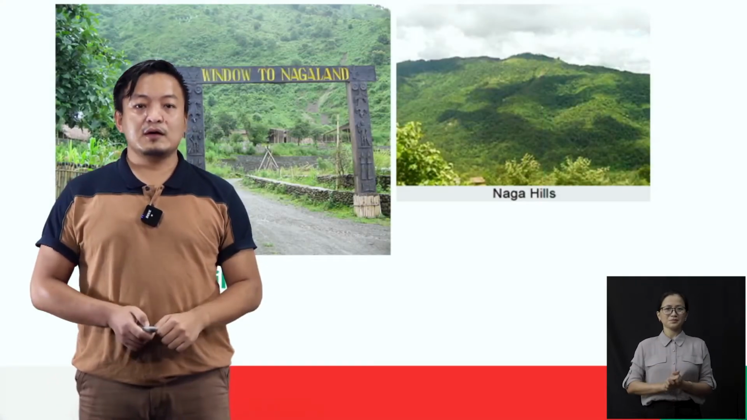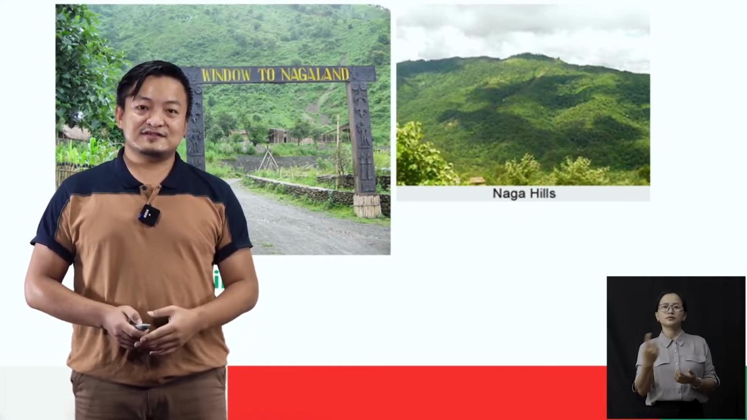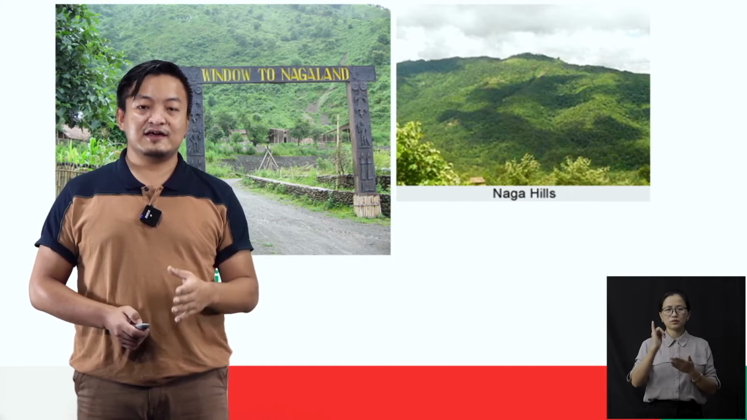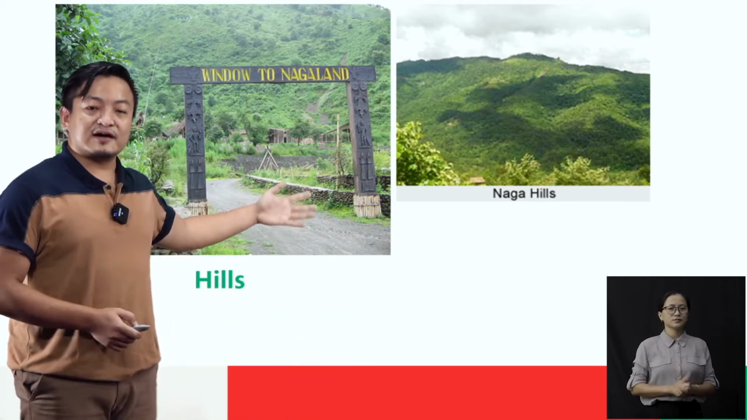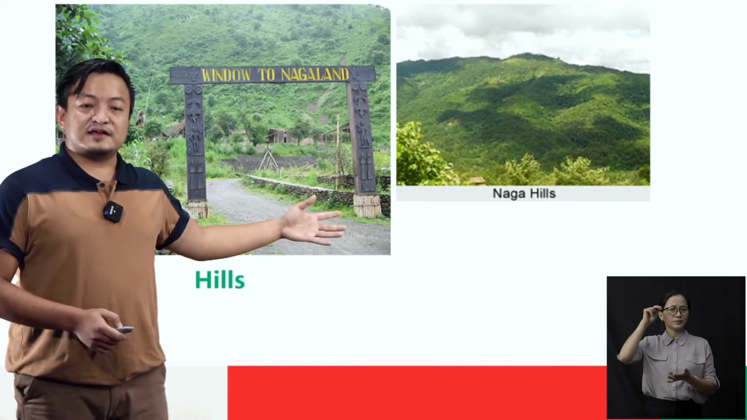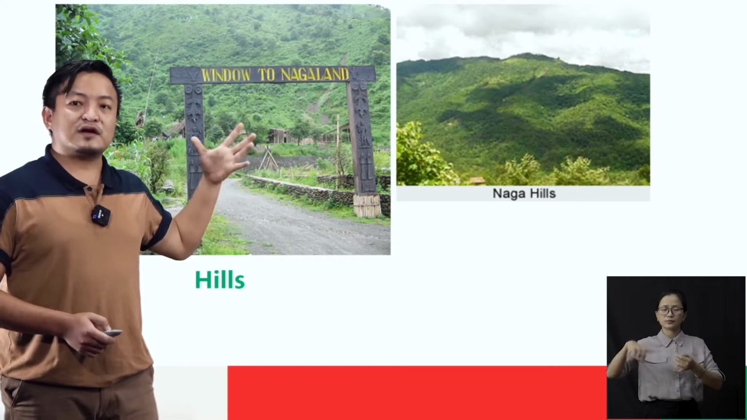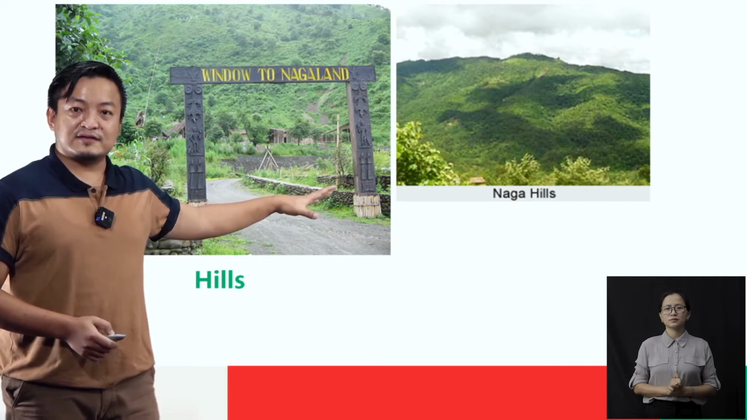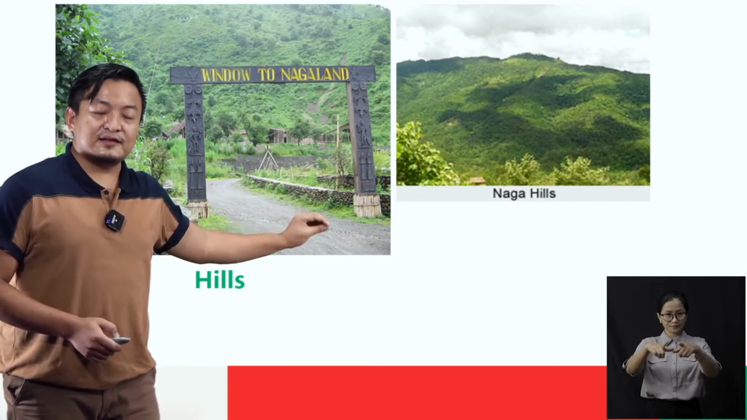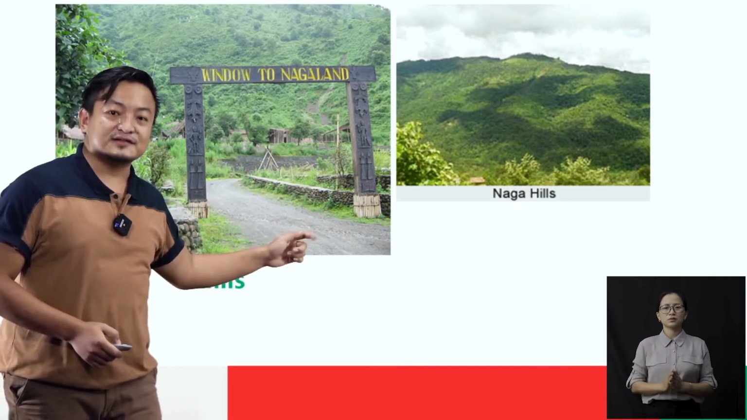Okay, now students, the next type of natural feature that we will see is hills. Now students, this is our state Nagaland. Our Nagaland state is a hilly state, okay? So do you know what hills are? This type of land is called hills. So the land higher than the plains is called hills.